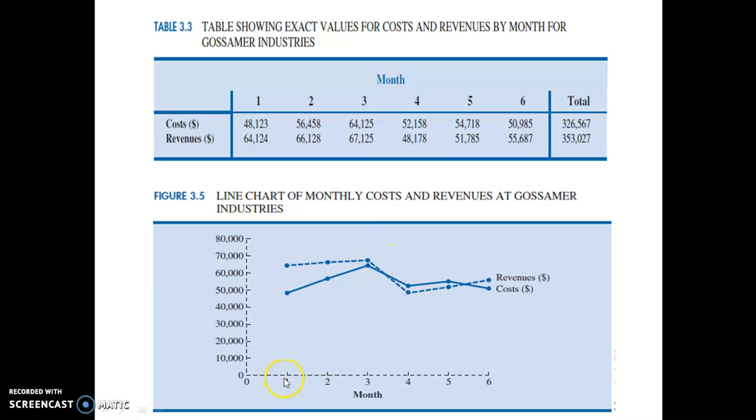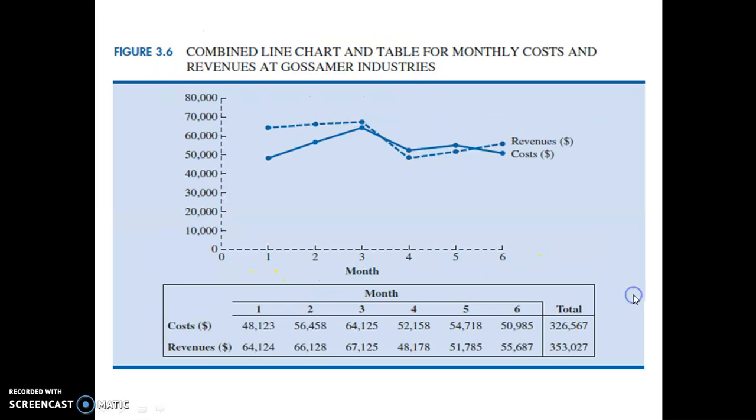So if you take the first month, what is the value over here? Here it is almost near 50,000. In the same way you can see the second month, what is the value of cost? Here the cost is a dark line. The revenue is the dotted line. So these are the ways to visualize the data. If you visualize the data like this, you can easily understand what is going on.